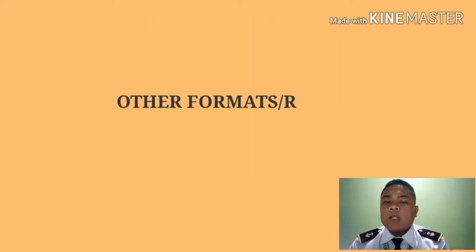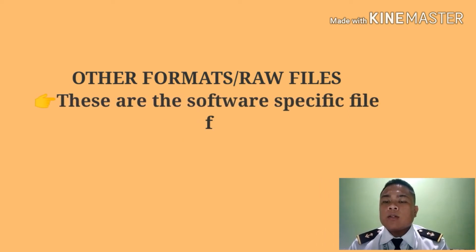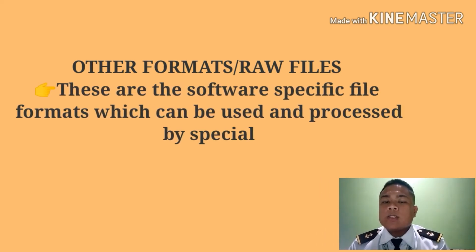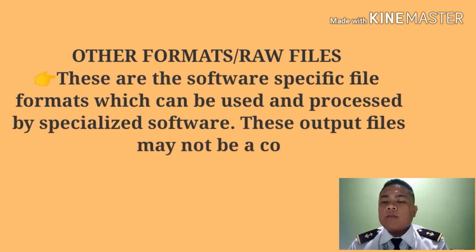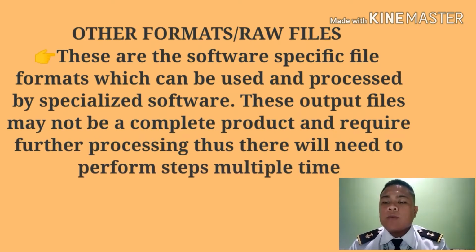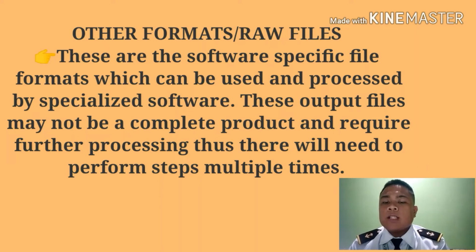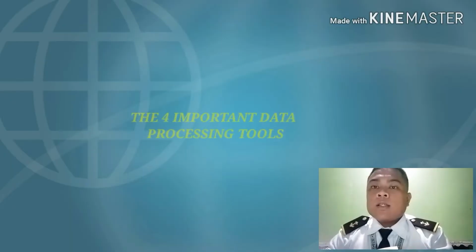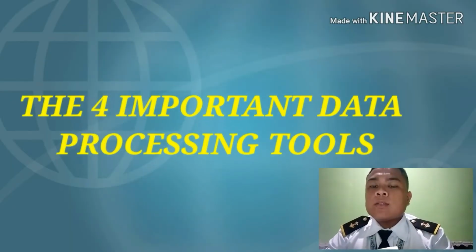The fifth one is other formats or raw files. These are software-specific file formats which can be used and processed by specialized software. These output files may not be a complete product and require further processing, thus these steps may need to be performed multiple times.